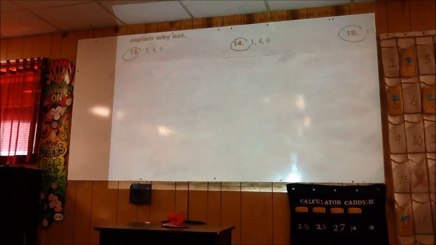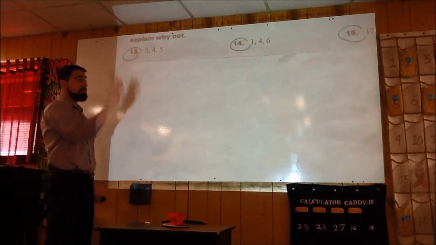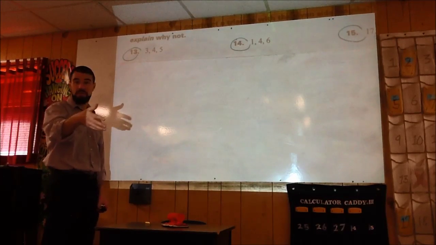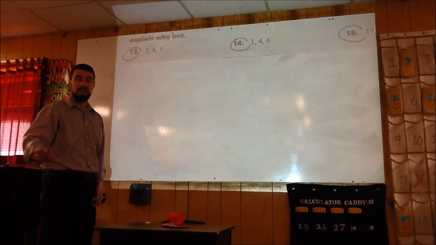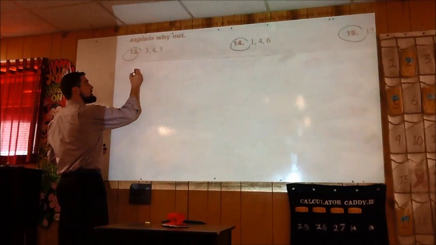So number 13, 3, 4, and 5. The rule that we're using for these type of problems is when you sum up any two sides, it's got to be greater than the third. That was the very first notes that you wrote down today. Was that when you add up any two sides, it's got to be greater than the third. So you need to check three things.